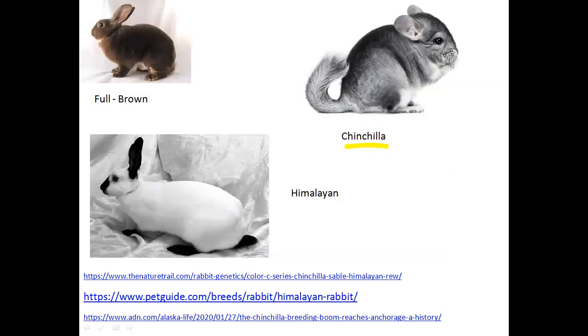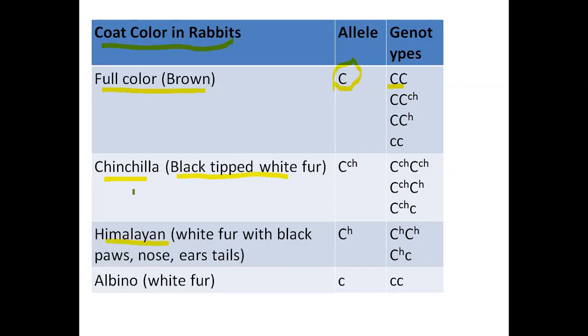And Himalayan, you can see they have black ears, black nose tips, and black feet, and a little bit of the tail will also be black. So this is Himalaya color. Full color is dominant over chinchilla, Himalaya, and albino. Albino means pure white, there will be no melanin pigment, so no skin color pigment will be present. Chinchilla is dominant over Himalaya and albino, and Himalaya is dominant only over albino.